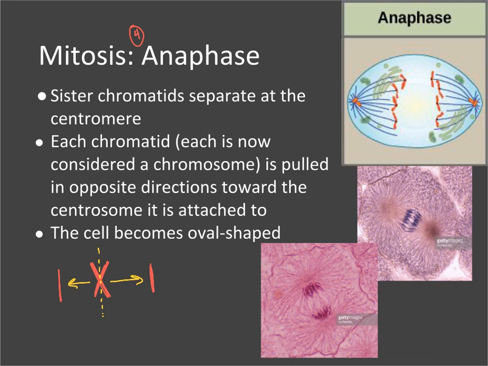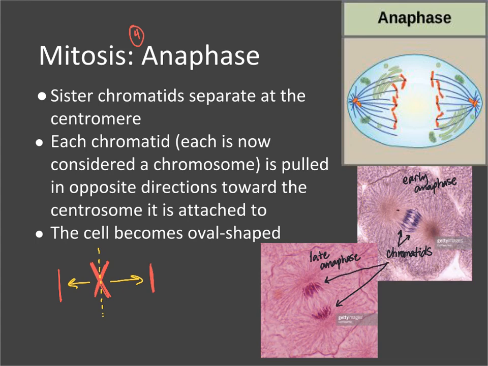So we can see in the picture here, this picture is early anaphase. And then this picture is looking at later anaphase. Where you can see these dark structures here. These are those chromatids, all right? So the X shape is no longer visible. The chromatids have now separated from each other. And you can see that down here on this picture as well.